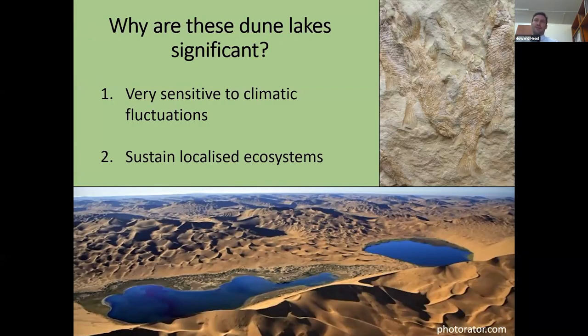So why are these lakes significant? So firstly, we do know that aeolian systems are very sensitive to climatic fluctuation, and these interdunal deposits capture these sediments that show these climatic fluctuations. And secondly, we know that these lake sites also sustain thriving local ecosystems. And this is also seen from the diverse fossil assemblage that we see in the Clarence Formation.